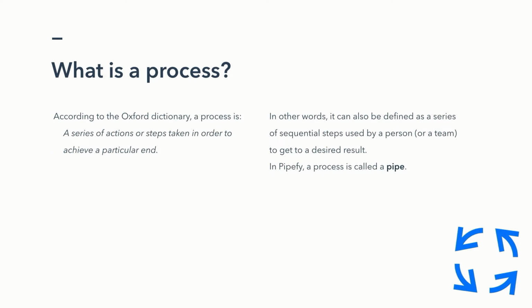The first concept we need to explore is what is a process? According to the Oxford Dictionary, a process is a series of actions or steps taken in order to achieve a particular end. In other words, it can also be defined as a series of sequential steps used by a person or a team to get to a desired result. In Pipefy, a process is called a pipe.